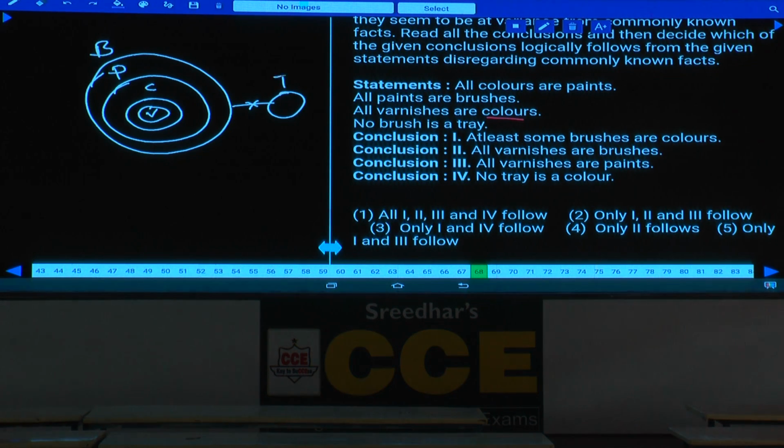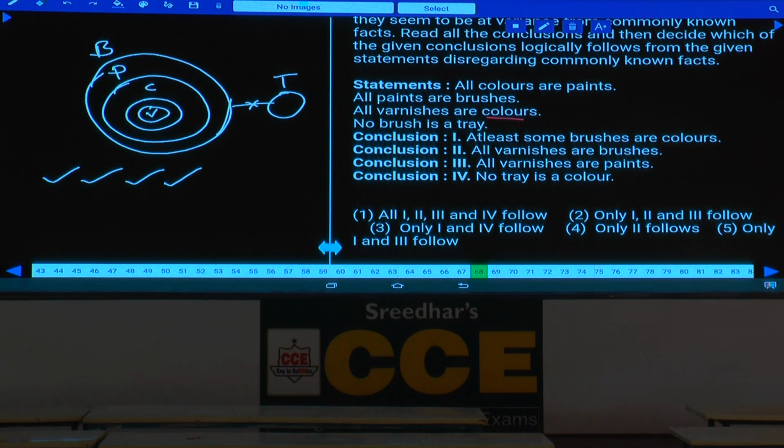Now here, this brush and the tray should not be intersected. That means this tray cannot be intersected with any of the remaining elements, because all the remaining elements are encircled in this B, isn't it? Hence, what about the first one here? Some brushes are colors, definitely true. All varnishes are brushes, that is also definitely true. All varnishes are paints, that is also definitely true. No tray is a color, that is also definitely true.